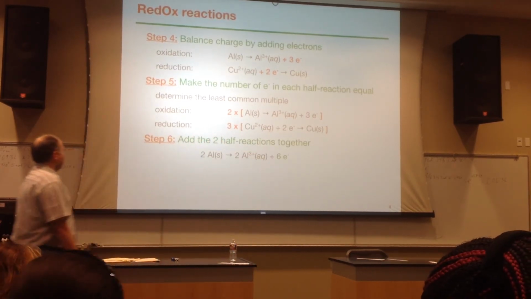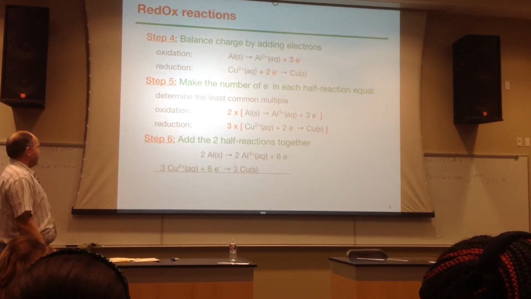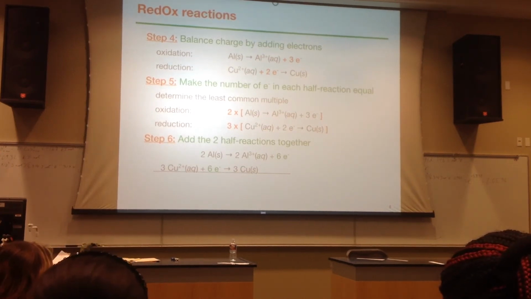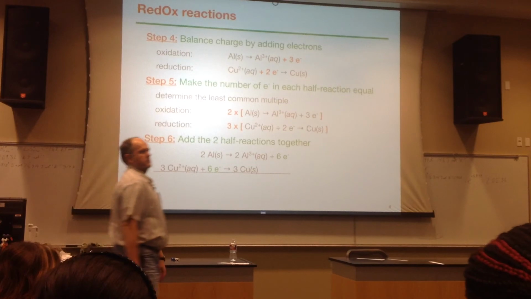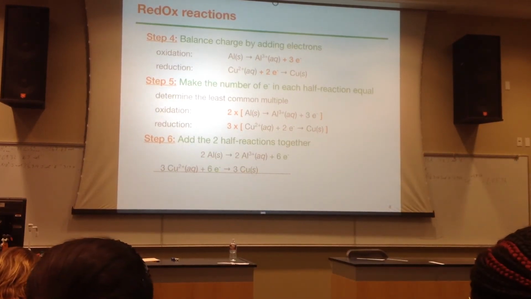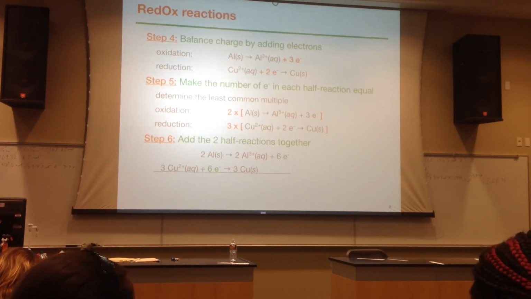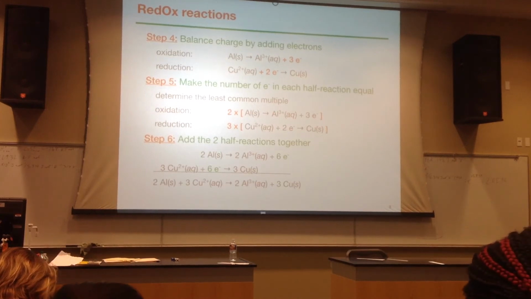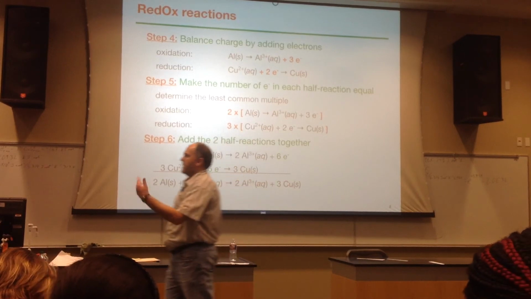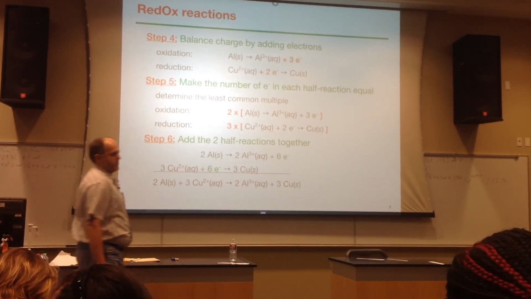Okay, so 2 aluminums to give me 2 aluminum 3 pluses plus 6 electrons. 3 copper 2 pluses plus 6 electrons to give me 3 coppers. I add them together and notice what happens. The number of electrons cancel. And when we get into more complicated things, more things will cancel other than just the number of electrons. But in this case, the number of electrons cancels, and my overall balanced redox reaction is 2 aluminum plus 3 copper 2 plus gives me 2 aluminum 3 plus and 3 coppers.